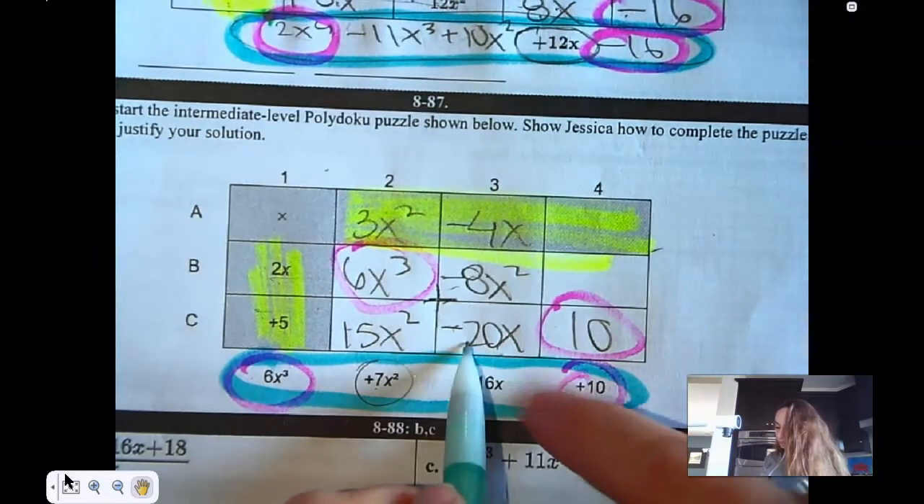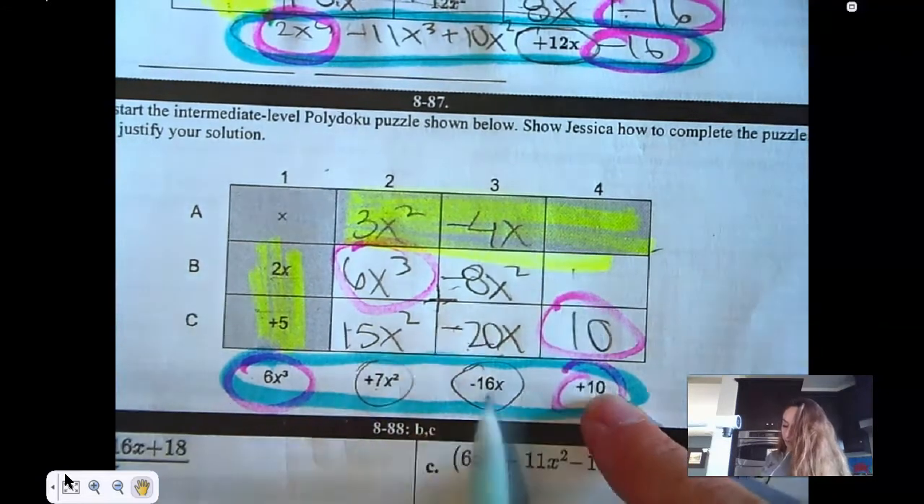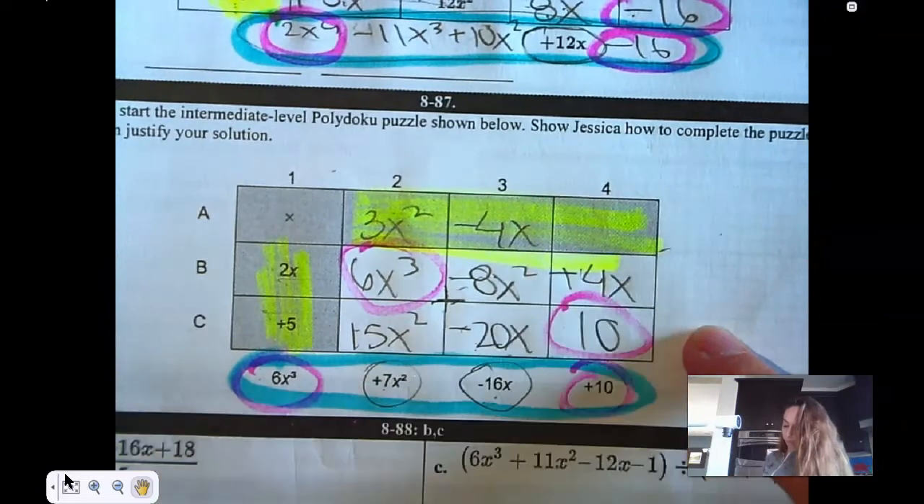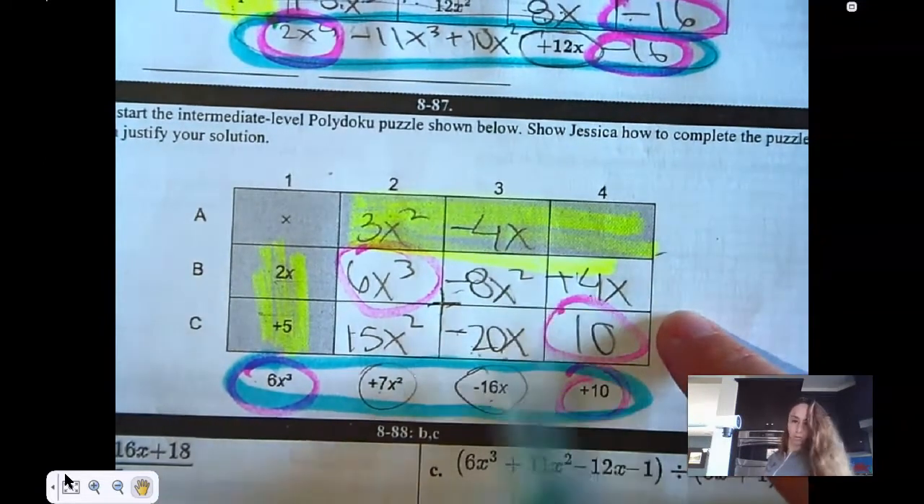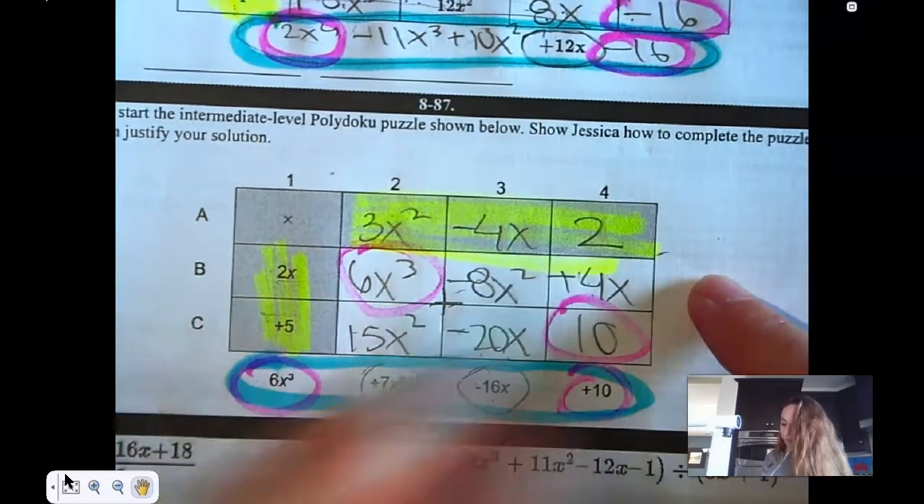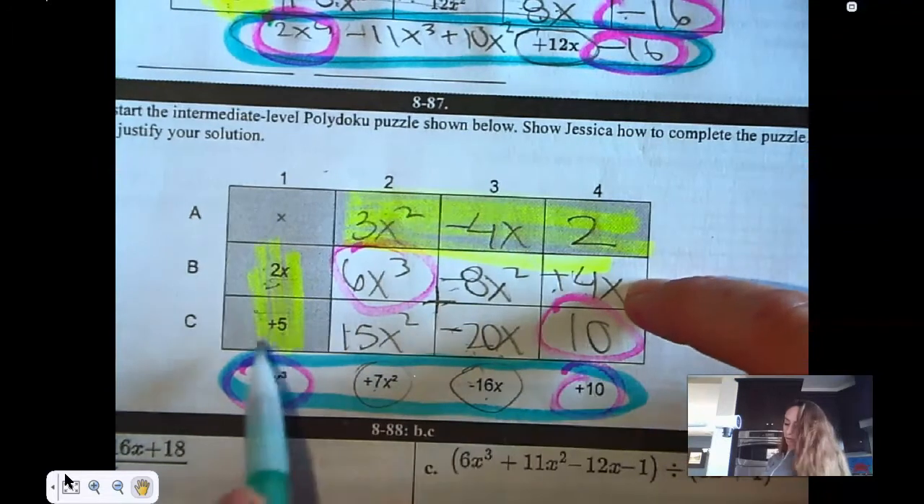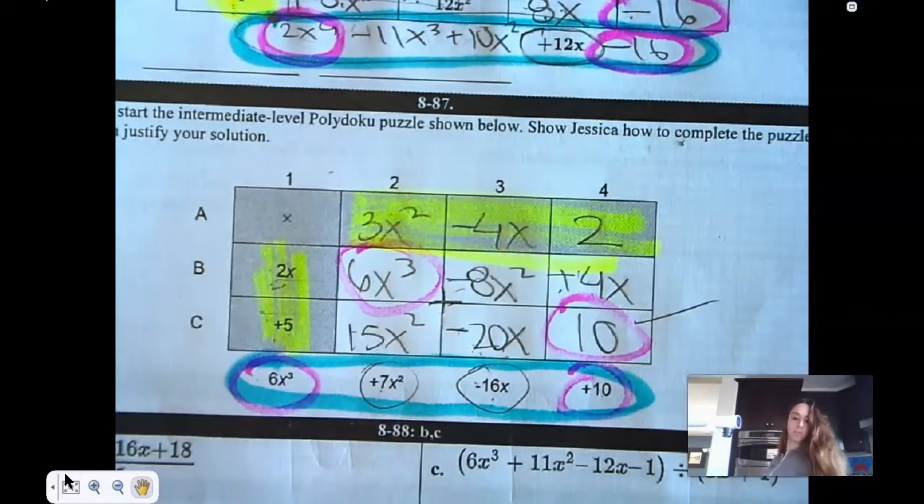And then I go, well, this is negative 20x, but this is negative 16x. What plus that will give me that? Plus 4x, because negative 20 plus 4 is negative 16. Now I go, well, how am I going to get the 4? Well, if that's a 2, 2 times 2x is 4x. Now, how do you know I'm right? What's 2 times 5? It worked out.